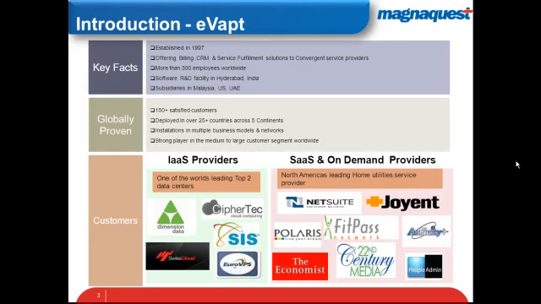Coming to the introduction about EWAP, EWAP is a wholly owned subsidiary of MagnaQuest Technologies. This organization was established in the year 1997, and it offers billing, CRM and service fulfillment solutions to convergent service providers. Our organization has more than 300 employees worldwide, and we have our R&D facility based out of Hyderabad, India. We do have our subsidiaries in Malaysia, USA, and UAE.